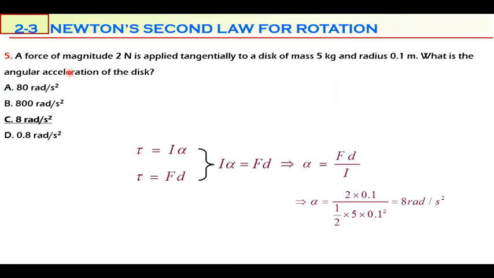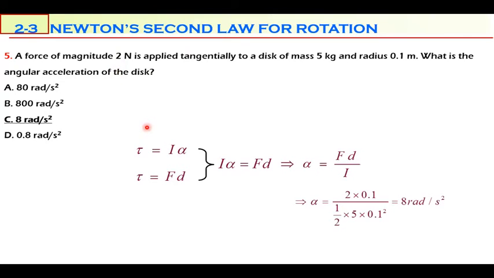It says that a force of magnitude 2 Newton is tangentially applied to a disk of mass 5 kilogram and radius of 0.1 meter. What is the angular acceleration of the disk? So there is a disk. I forgot to draw it. Here is a disk, and you apply this force tangent to the disk, which means this force produces a torque.